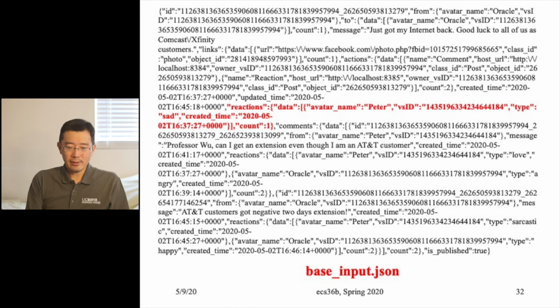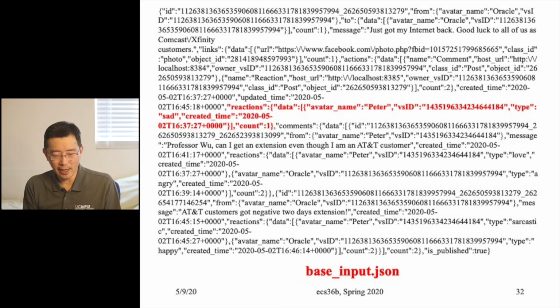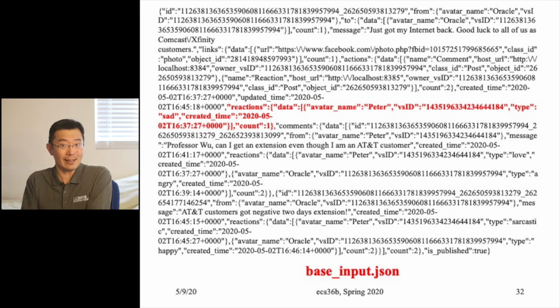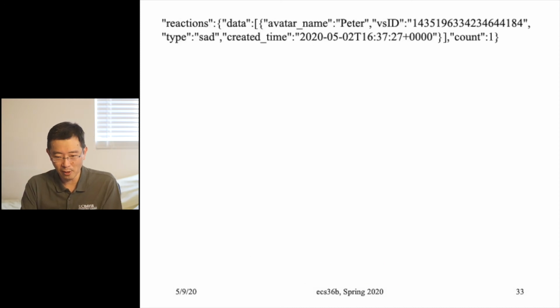So what we have here is the whole JSON from the base input JSON. Now we're actually just capturing this part because I'm only handling reactions. I'm capturing the first level, the keyword reactions. You can see I've taken out this red part, and this part has two variables. One is data, which is represented as an array, and the second key is count, which is exactly what we just did. Okay, so I make this a little bit bigger. So this is the part.